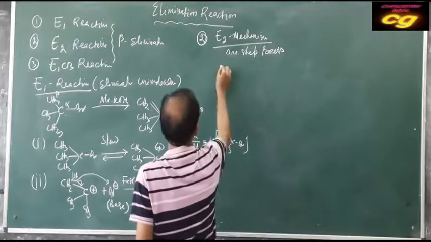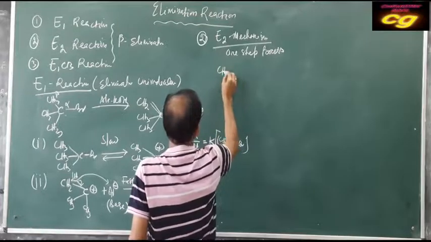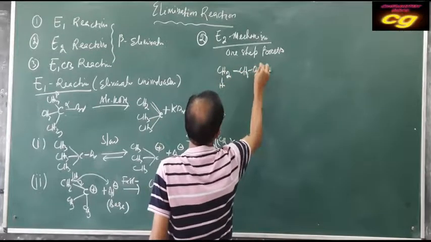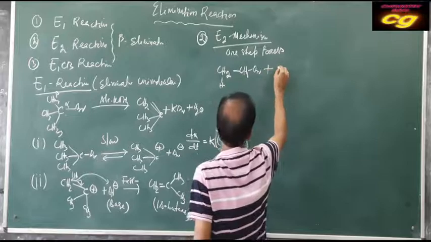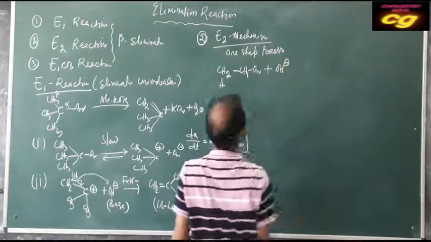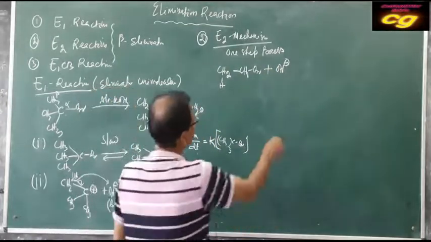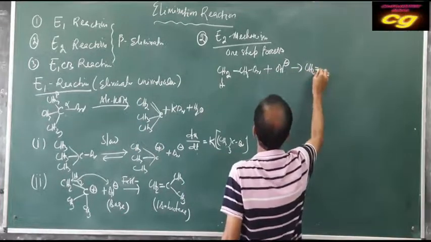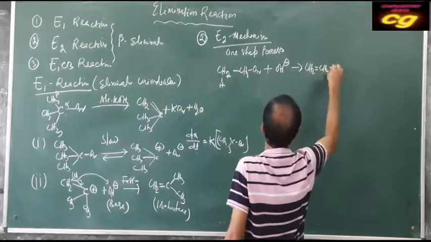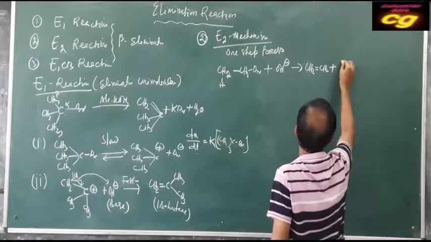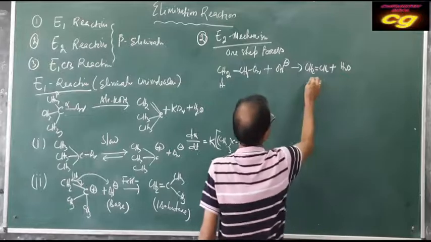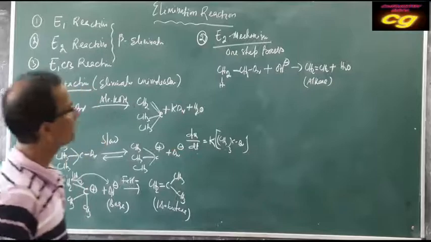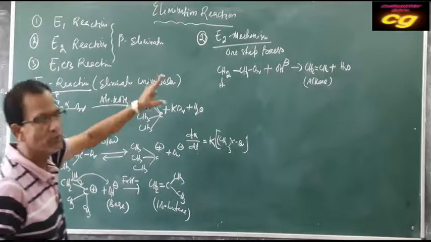For example, if you take CH3CH2Br with a base, suppose OH minus, what happens? The product is the same. The product is CH2=CH2 plus water, the formation of an alkene. But the formation of the alkene, if you see here, is a one-step process.